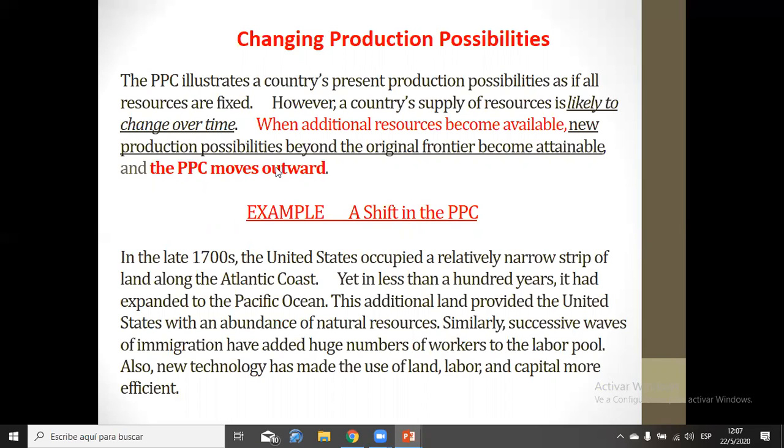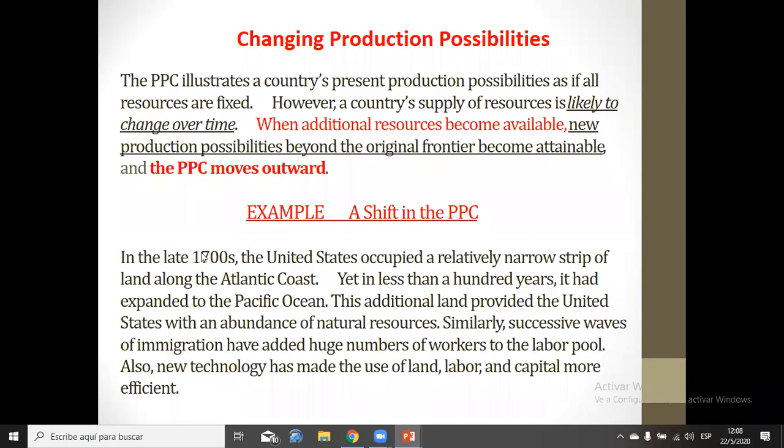And the PPC moves upwards, se mueve hacia adelante. Solamente cuando hay recursos adicionales disponibles, entonces la producción se mueve hacia adelante. Entonces el límite se mueve. Si está aquí, ahora se mueve hacia adelante. Acá va a ser, ¿ok?